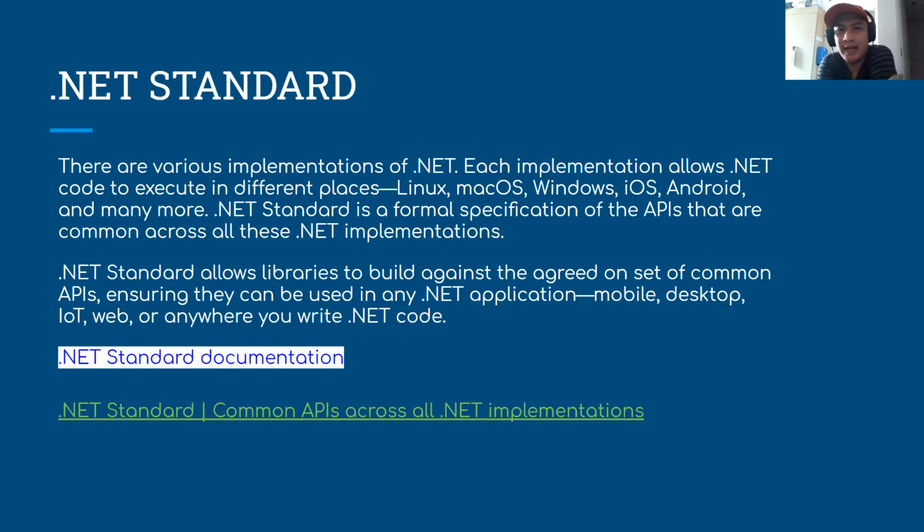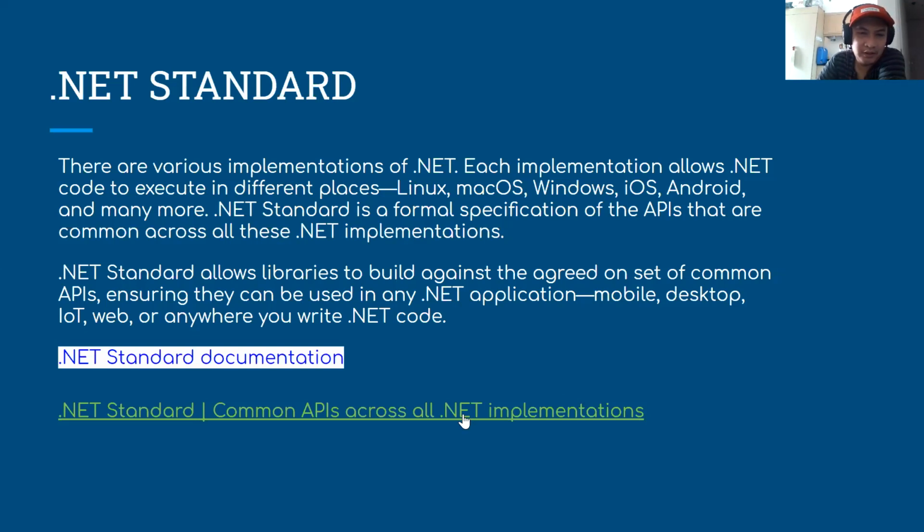Now this comes the .NET Standard. The .NET Standard, these are various implementations of .NET. Each implementation allows .NET code to execute in different places. Okay, if you use the .NET Standard, you can run it on Linux, Mac OS, Windows, iOS, Android, and many more. So this is the formal specification of the APIs that are common across all the implementations. So different frameworks, it depends on the version of .NET.